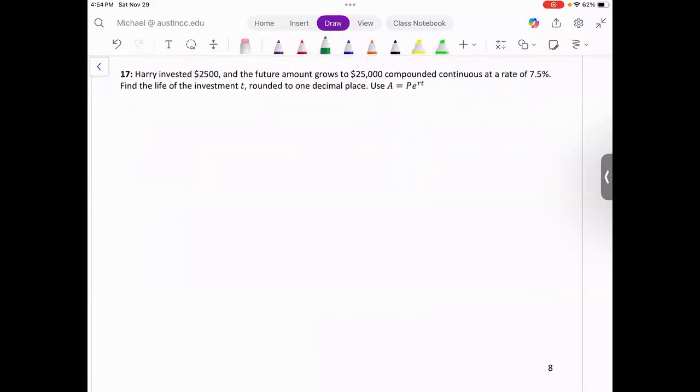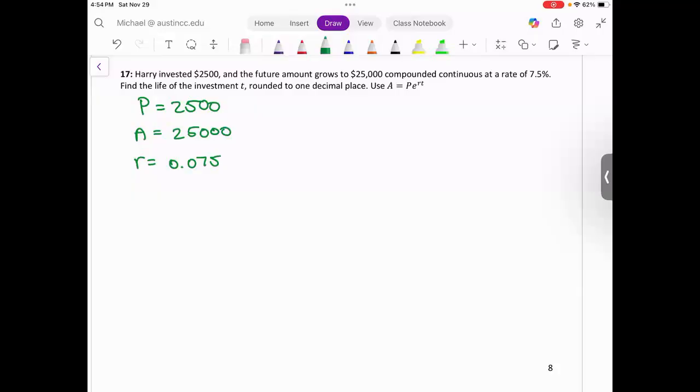Harry invested $2,500 and the future amount grows to $25,000, compounding continuously at a rate of 7.5%. Find the life of the investment, T. So here we know that our initial investment was $2,500. Our future amount was $25,000, and we had a rate of 0.075. So the only thing we don't know here is how long it was in the account.